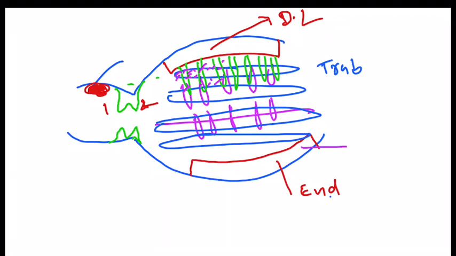Then this endostyle has ciliated cells, also the mucus cells. These ciliated cells and mucus cells are arranged in longitudinal rows, and the mucus cells secrete mucus, and that mucus helps to trap the food particles. Cilia help to push the food particles from this pharynx region to the esophagus.